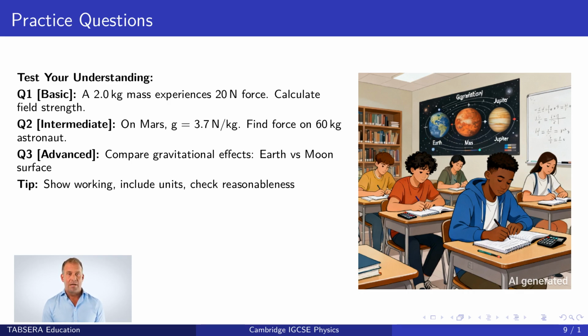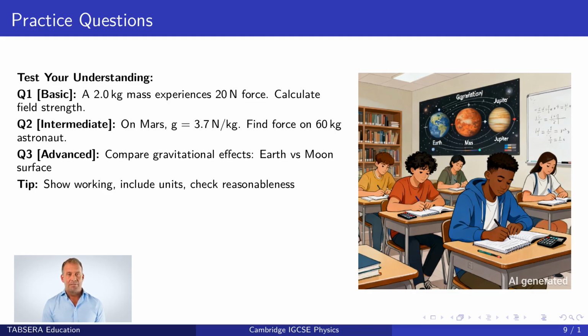Question 2 is intermediate level. It states, on Mars, gravitational field strength equals 3.7 newtons per kilogram. Find the gravitational force on a 60 kilogram astronaut. This requires you to rearrange the equation to F equals G times m.